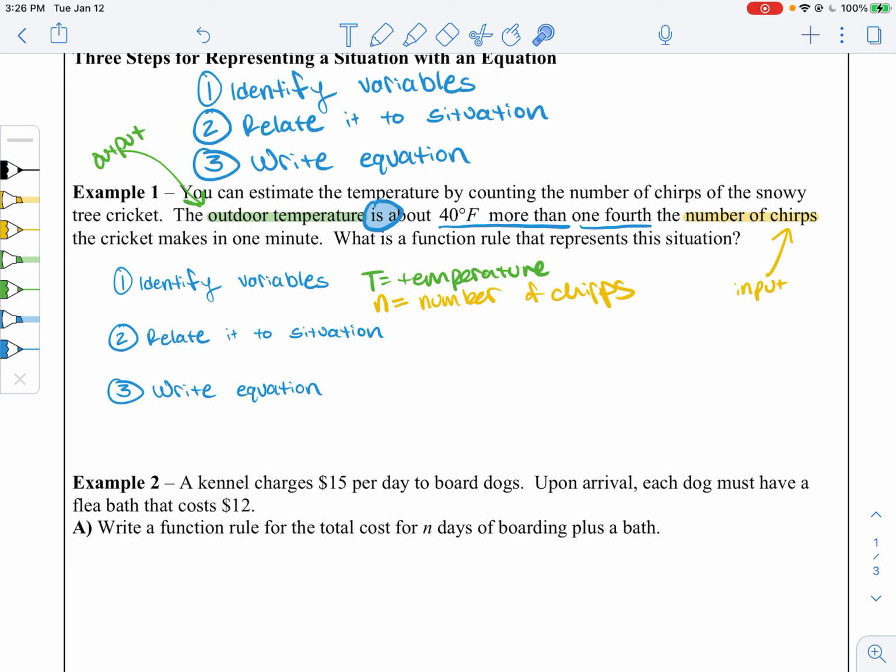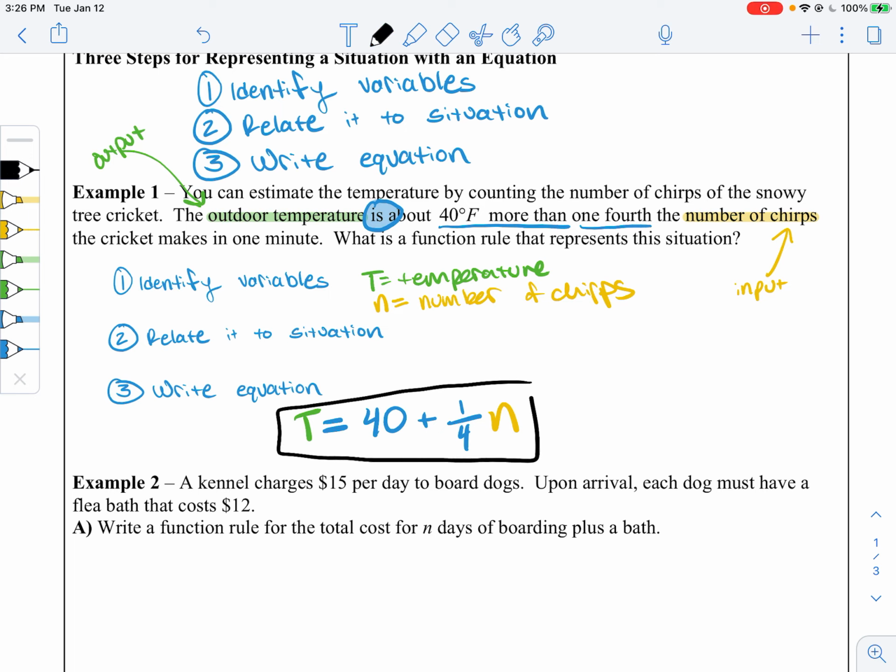So we've got the temperature, T, is an equal sign. 40 degrees more than, so 40 plus 1/4 of the number of chirps. So that's chirps. 1/4 the number of chirps. Oh, we know that. That's N. Hey, we have it. That's literally the equation. T equals 40 plus 1/4 N. Ta-da! That's it. Let's do the next one.